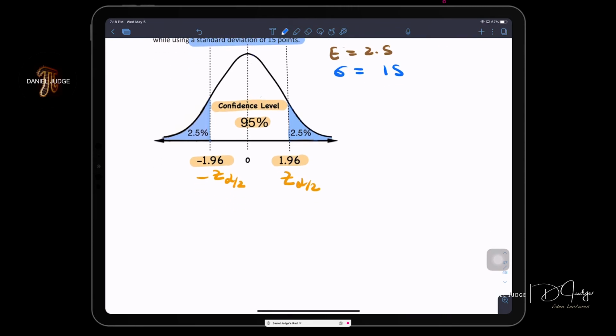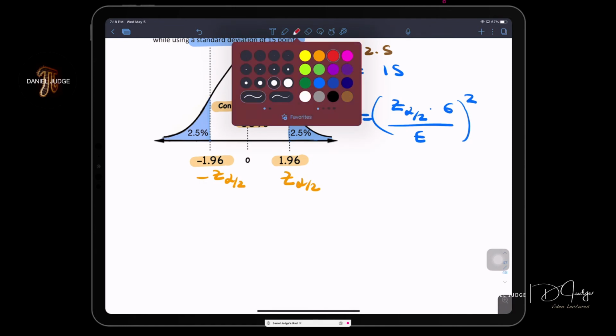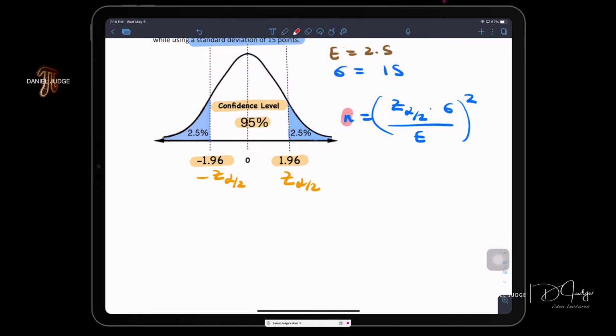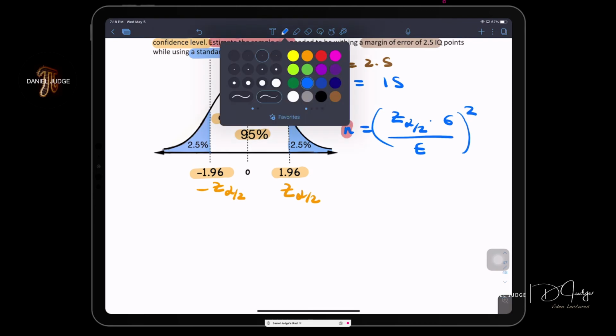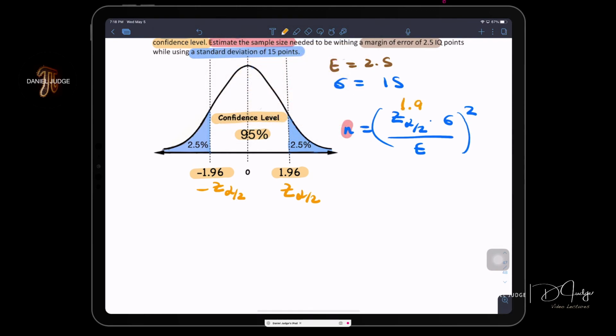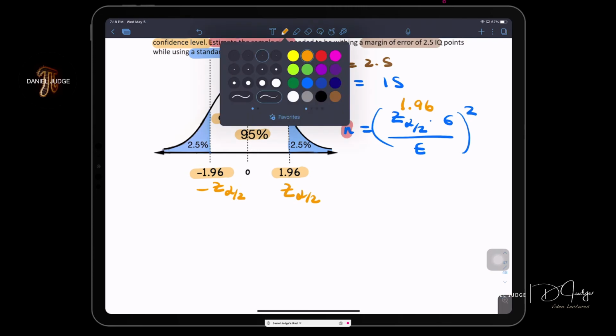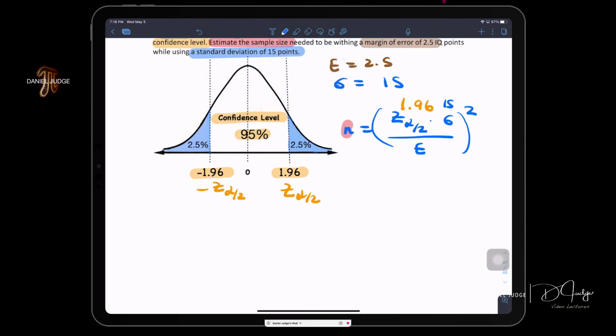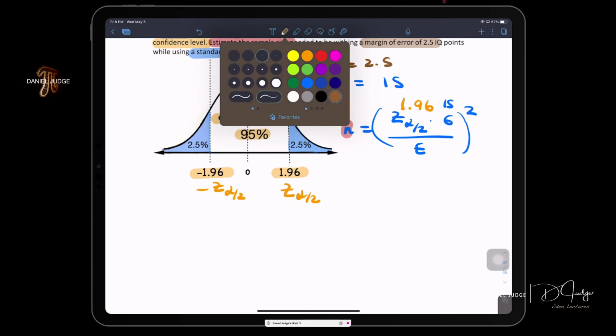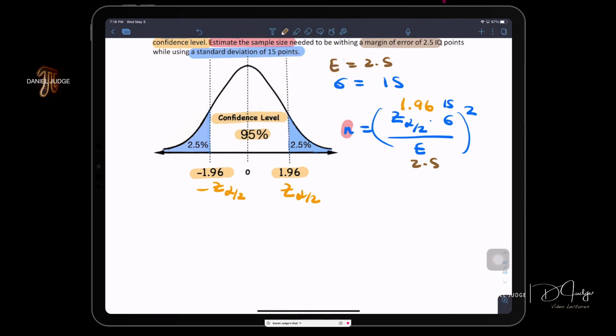So the estimate the sample size formula, N, is Z alpha over 2 times sigma over the margin of error, raised to the second power. So this is N, you're estimating the sample size, ladies and gentlemen. So don't forget: 1.96 for the Z alpha over 2, 15 for the standard deviation, and your margin of error is 2.5. So we just plug it all in.